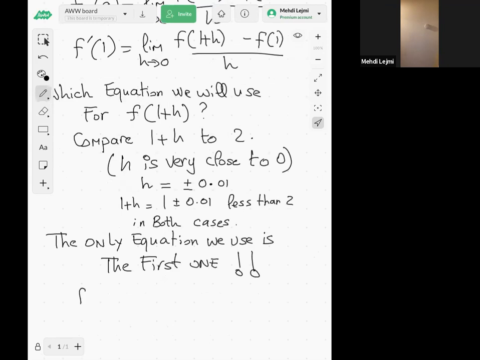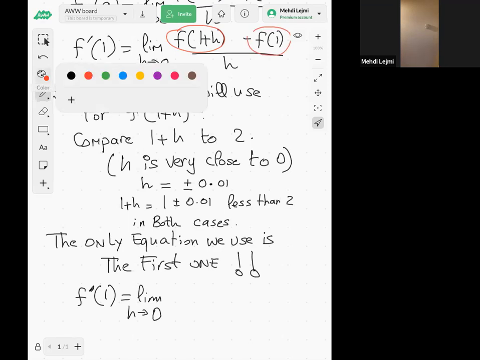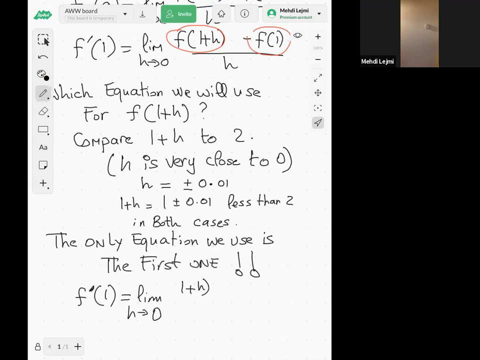So there's no need for zero minus or zero plus. This is f prime of one, its limit, h going to zero. No need for plus or minus, it's the same. We're going to use the first equation, which is x squared. So we have to substitute x by one plus h, right? Because remember guys, here's our definition: f of one plus h minus f of one. So f of one plus h, substitute x by one plus h, in the first equation.